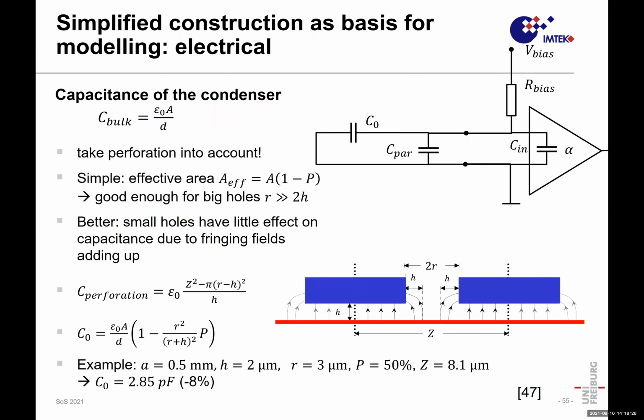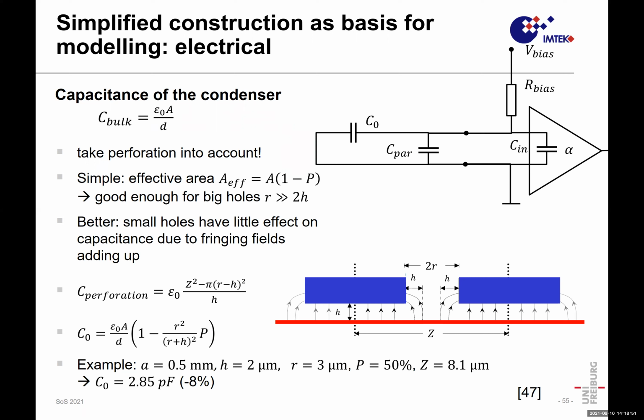Some more words on the electrical capacitance. Of course, typically we have parallel plate situations, 100% overlap, and we calculate 100% of this capacitance. Now we have a situation with holes. And a hole is, of course, a cutout in my plate, so it is reducing the capacitance.